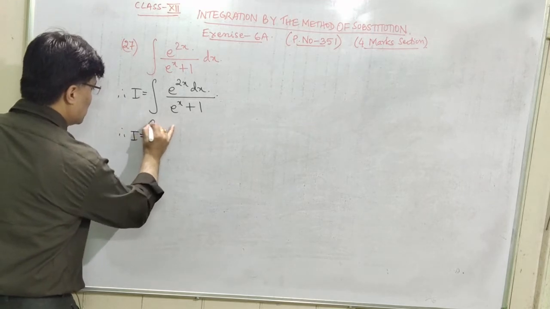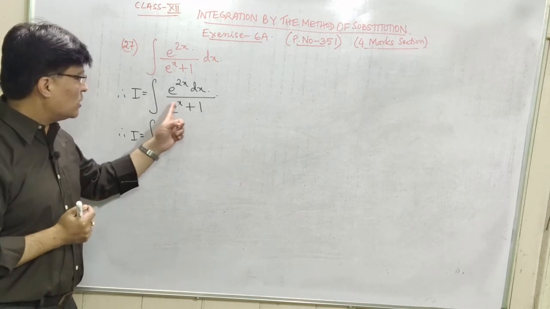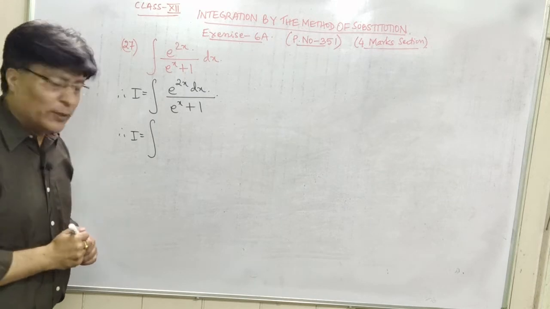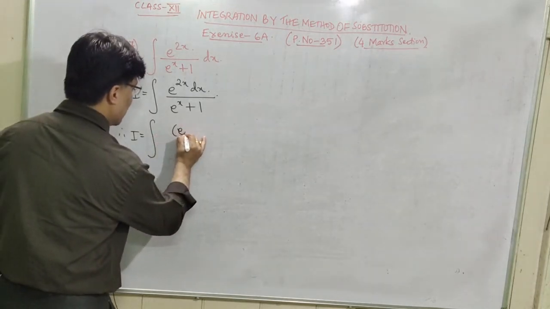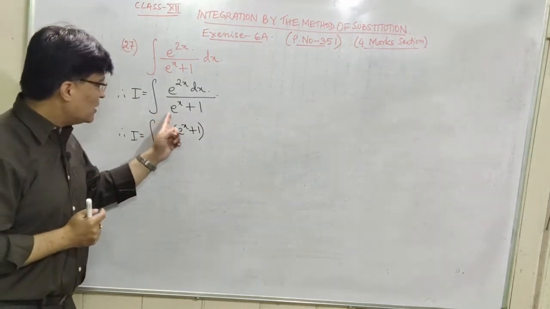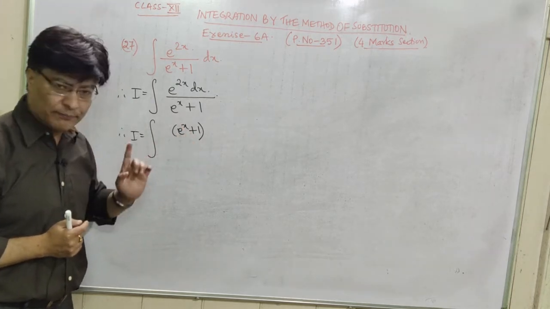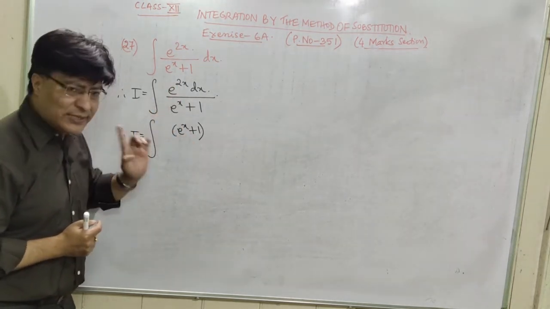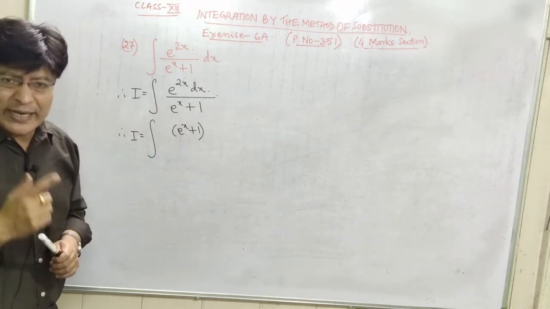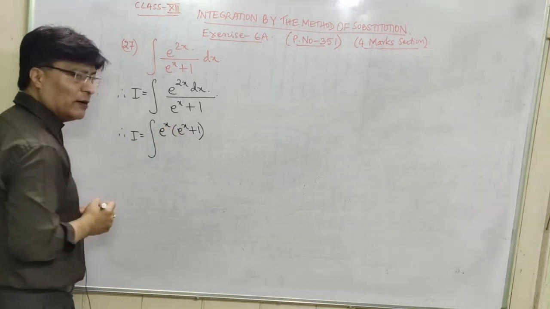Therefore I is equal to integral sign. Now in this case, in the denominator there is e to the power x plus 1. Okay, so write this expression in the numerator. In the numerator you write e to the power x plus 1 within bracket. Whatever is there in the denominator, you write it in the numerator, that is e to the power x plus 1. But here we have e to the power 2x. So by which expression will you multiply e to the power x to get e to the power 2x? e to the power x, isn't it? So you multiply it by e to the power x.